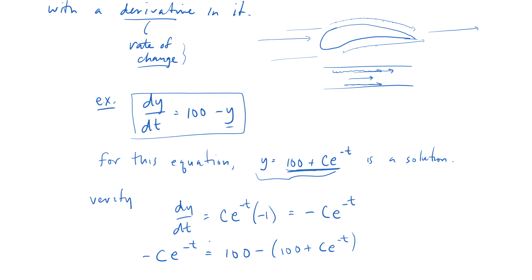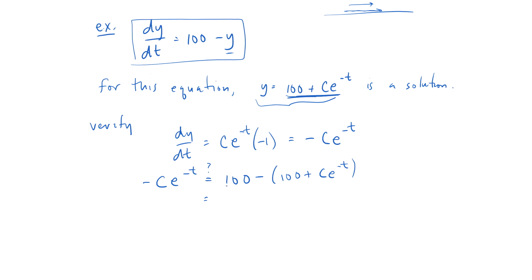Now, is this equation true? Well, 100 minus 100 is 0, and it becomes negative c e to the negative t. And on this side I had negative c e to the negative t. So yes, these two are equal, therefore this is in fact a solution. Now, does it matter what c is? The answer is no. If c is 2, these two are equal. If c is 3, these two are equal.